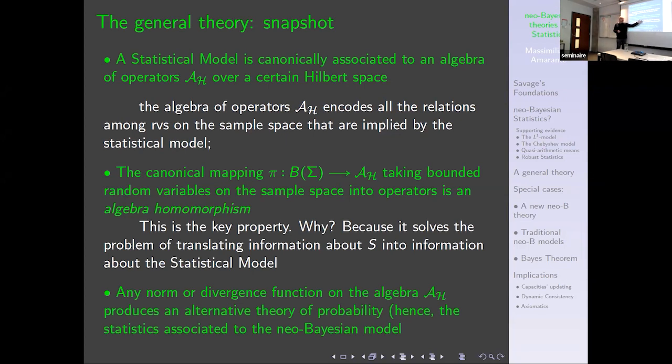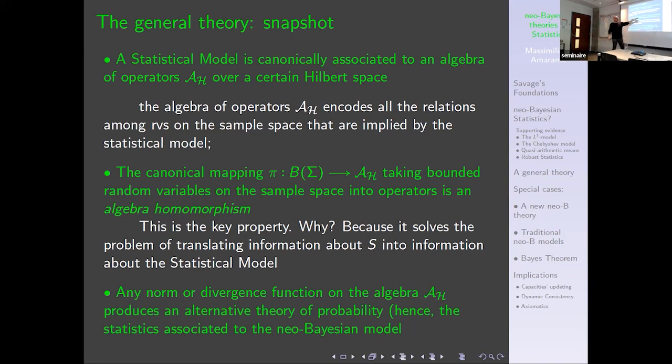Why? Because this answers the first problem. All these relations you have to represent: there is this algebra of operators that does the job. How do we update? Once you show this, you have shown essentially that you can translate any information about the sample space in terms of information for this algebra of operators. This is intuitively the implication of the fact that this mapping is an algebra homomorphism.